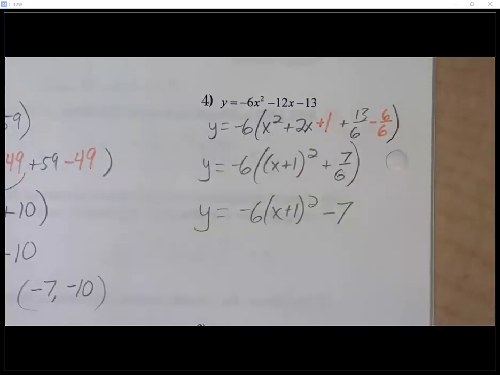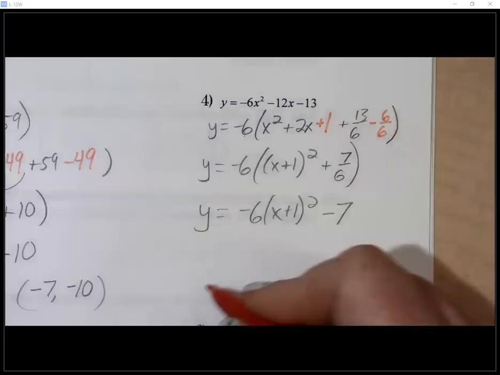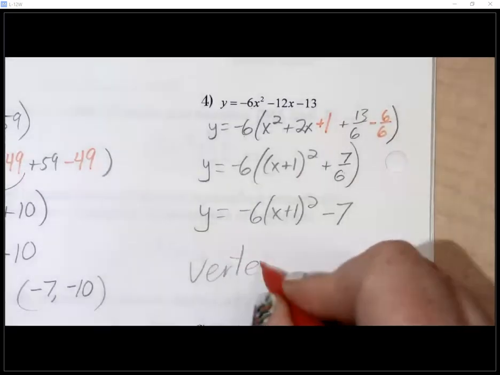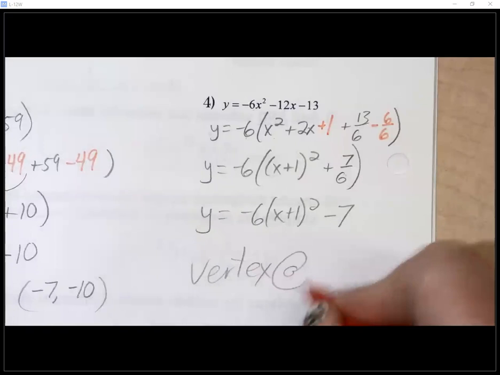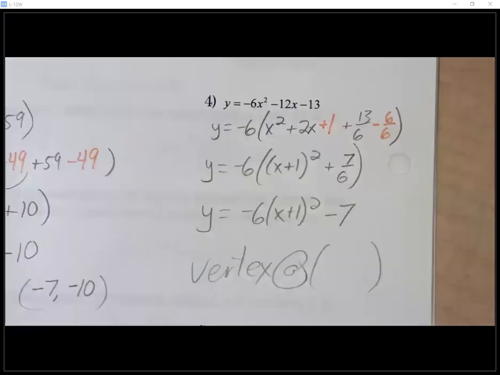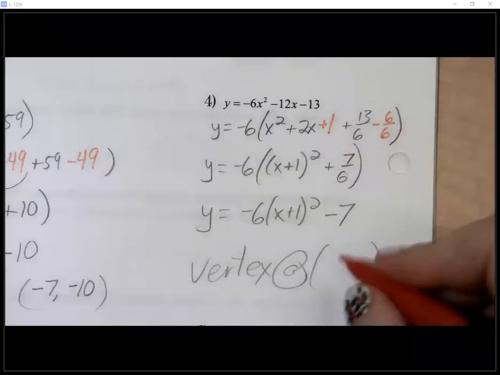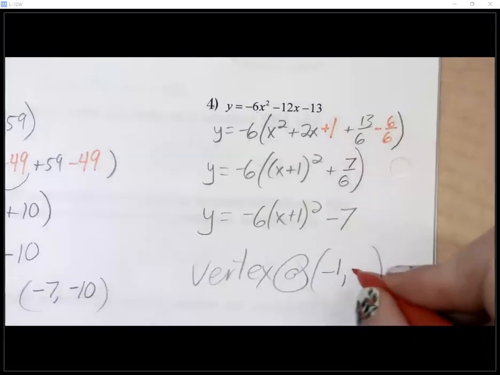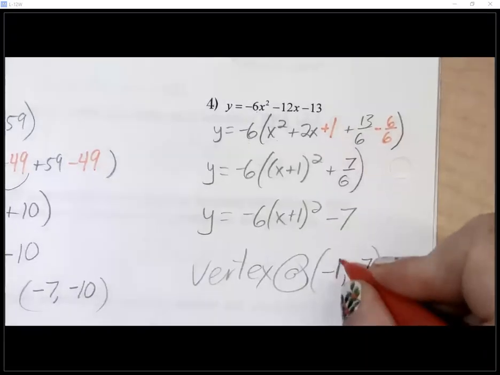Does that make sense? Isn't that neat? So sometimes even if there is a little bit of fraction action, don't worry, keep going. Keep going. So now you can tell me that this thing has a vertex where? Jake, go ahead. -1. Yeah, -1, -7. Okay.